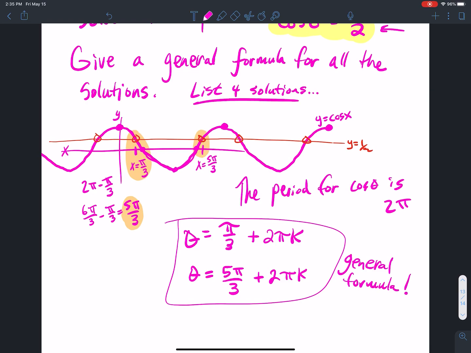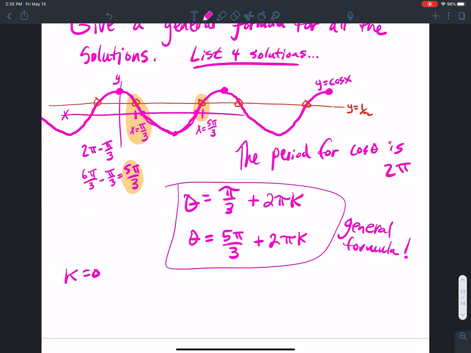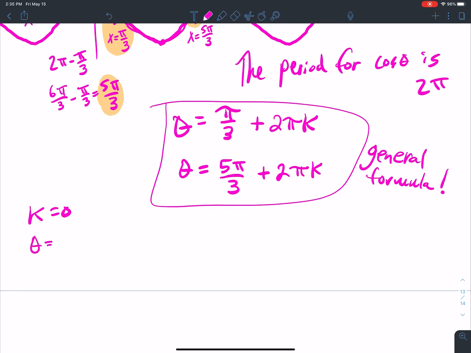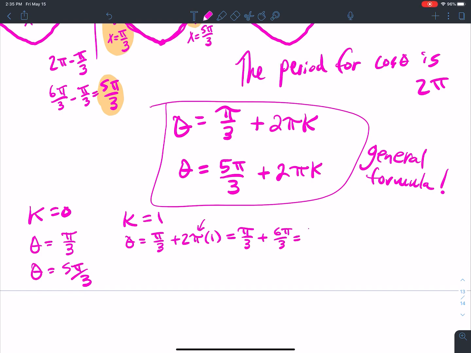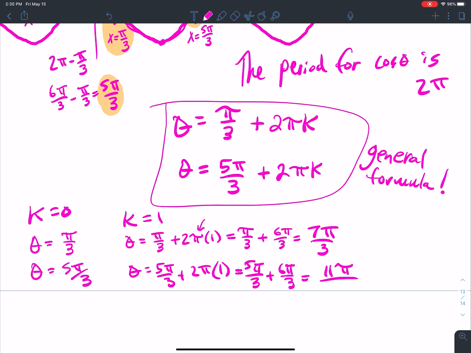Now it wants 4 particular solutions. If I pick k equal to 0, that's pretty easy. That gives me theta equals pi over 3 and theta equals 5 pi over 3. If I pick k equal to 1, that'd be theta equals pi over 3 plus 2 pi, which I can convert to 6 pi over 3, so that's 7 pi over 3 for one solution. And another one, 5 pi over 3 plus 2 pi, gets me 5 pi over 3 plus 6 pi over 3, which is 11 pi over 3. So there are 4 particular solutions.